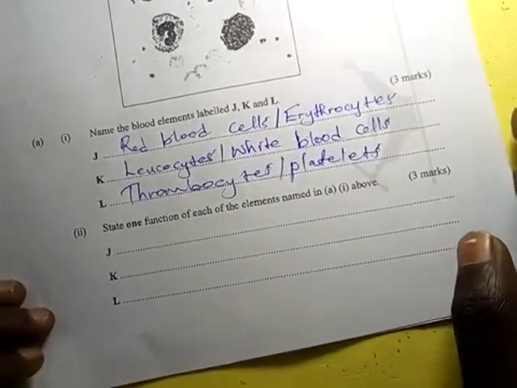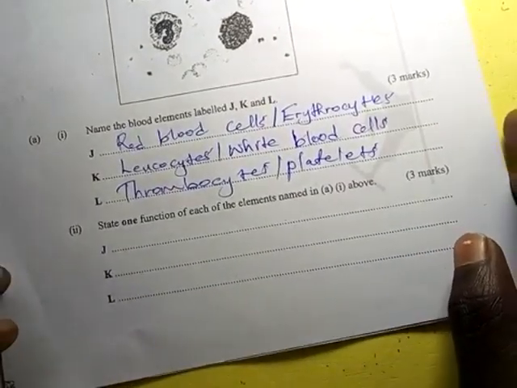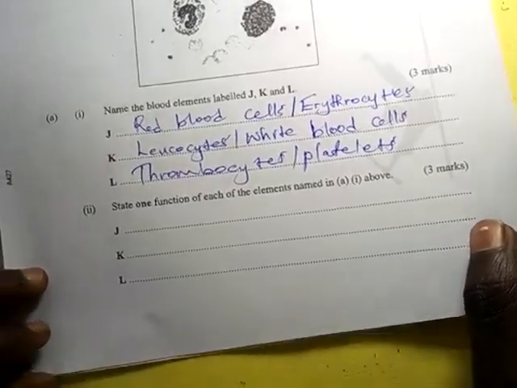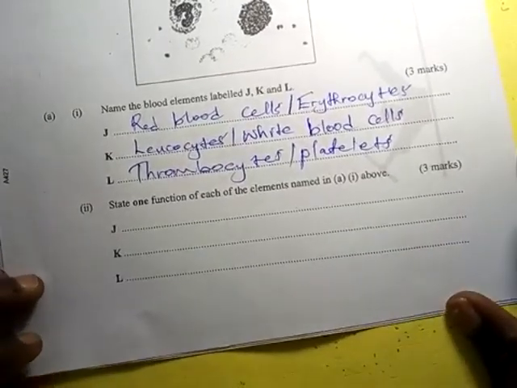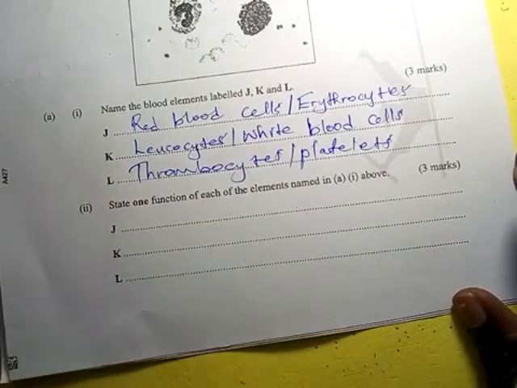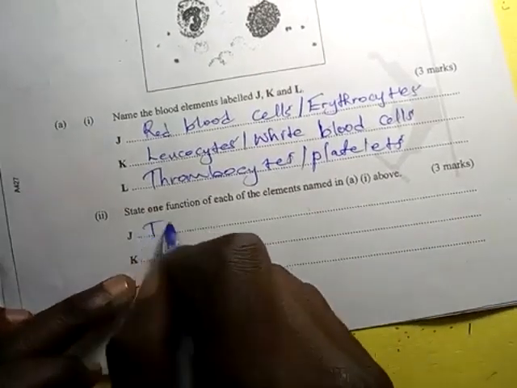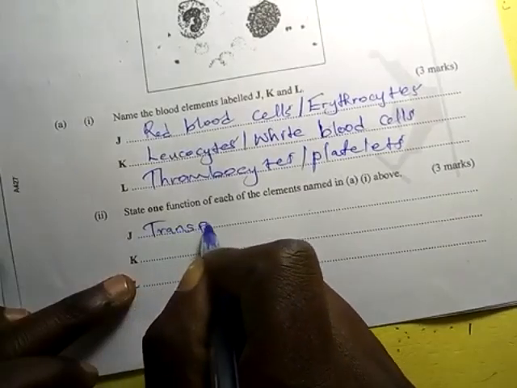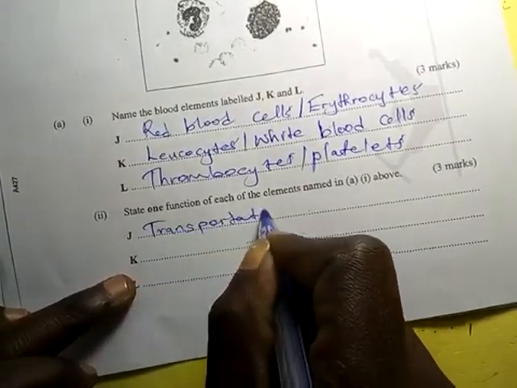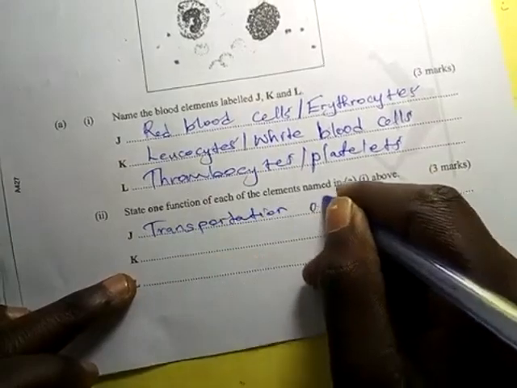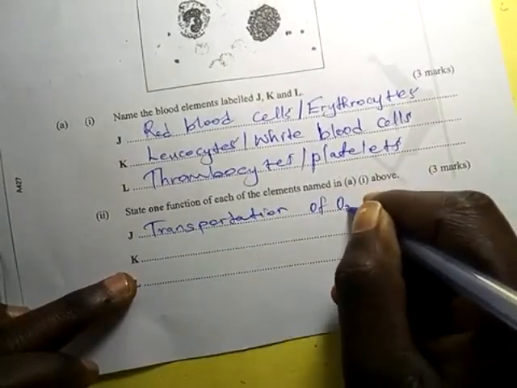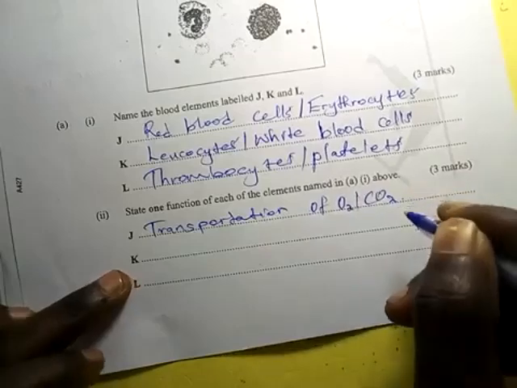State one function of each element named in A Roman 1 above. The function of the red blood cell is to help in the transportation of oxygen and carbon dioxide.